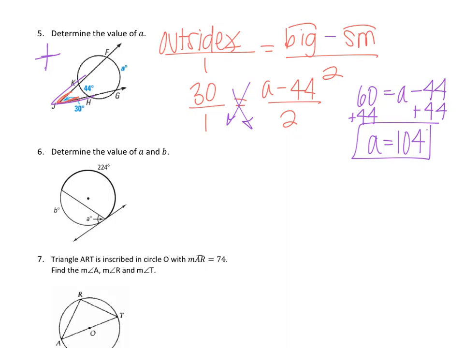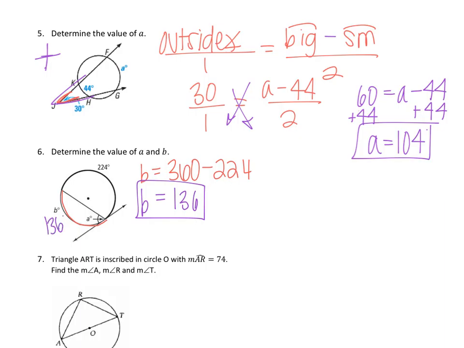Take a look at number 6 here. It says determine the values of A and B. Notice that they give you an arc that's labeled as 224 degrees, and then B is the remainder of that circle. So we can first find B by taking 224 away from 360. Remember, angles or arcs all the way around a circle sum to 360. So we get B equals 136.